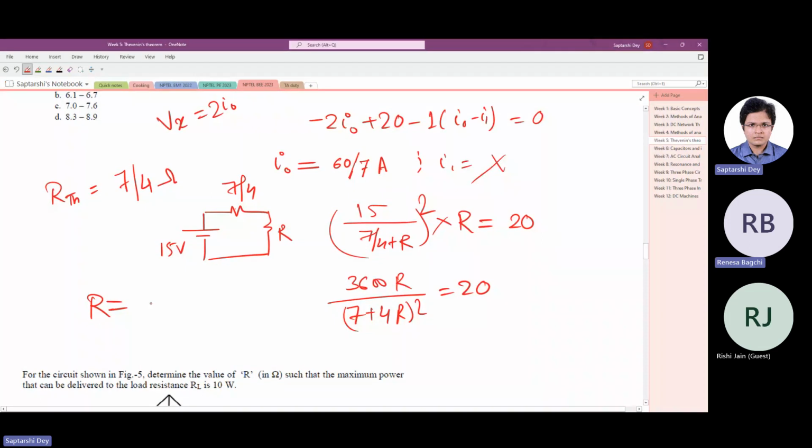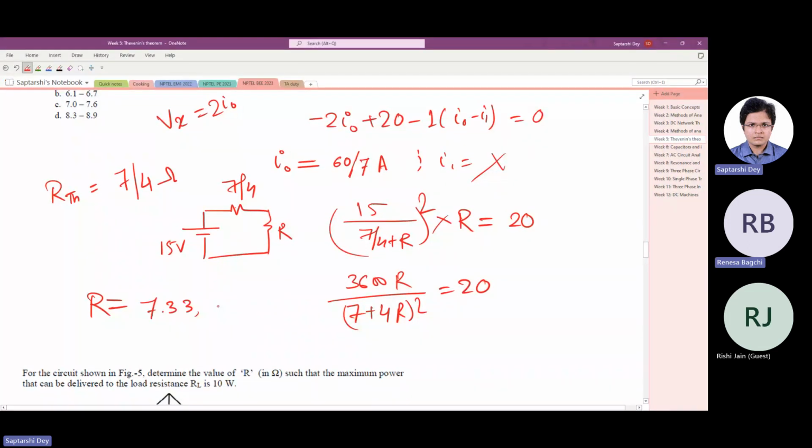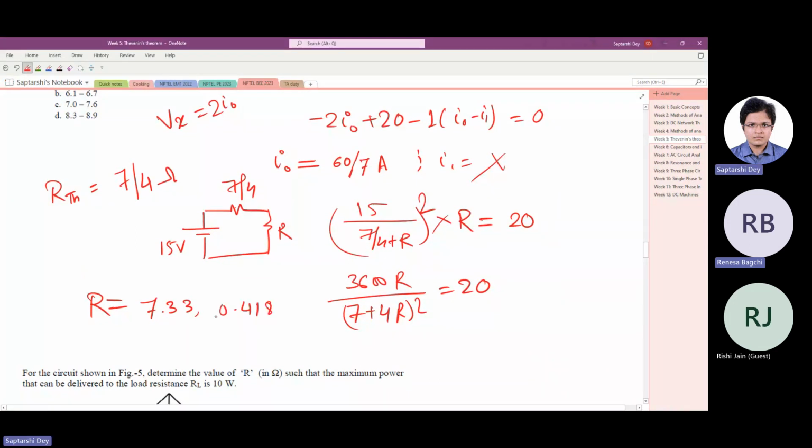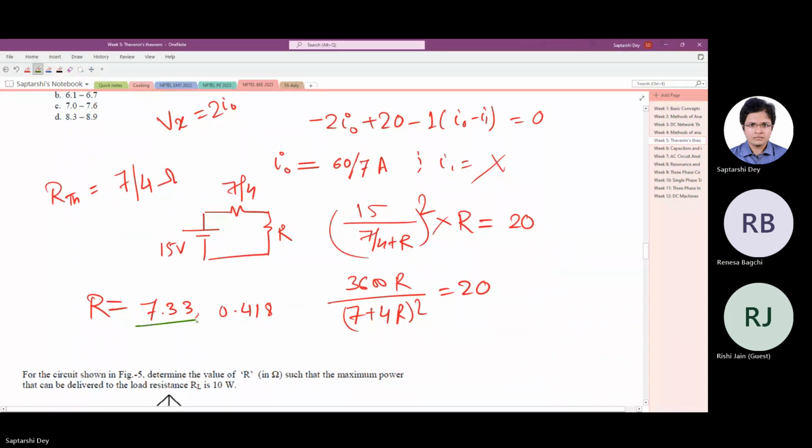There should be two values of R. Yes, sir. I got the answer. It will be 7.33, and another R is equal to 0.418. As it is said R is greater than 5, so the answer will be 7.33.